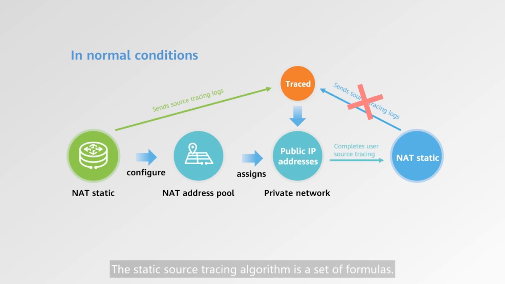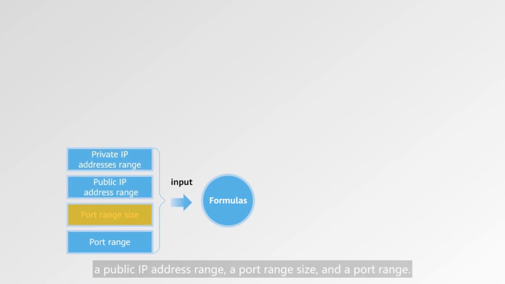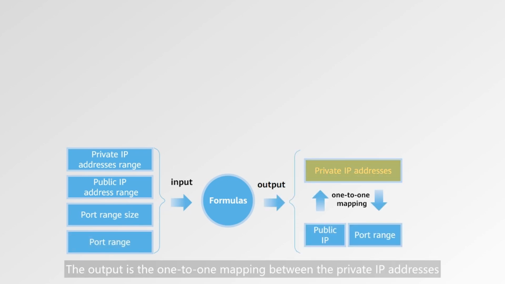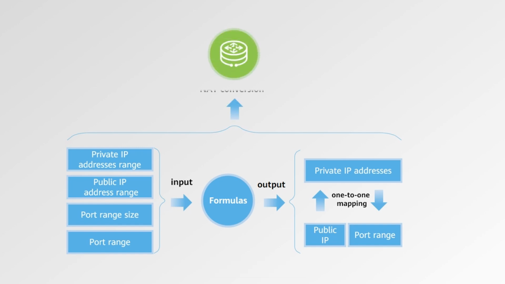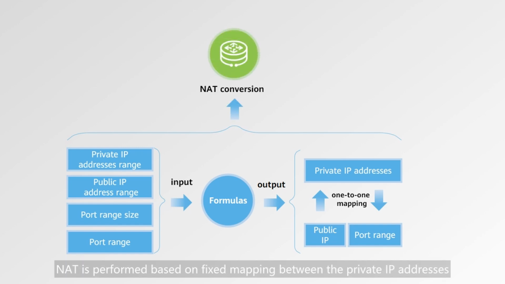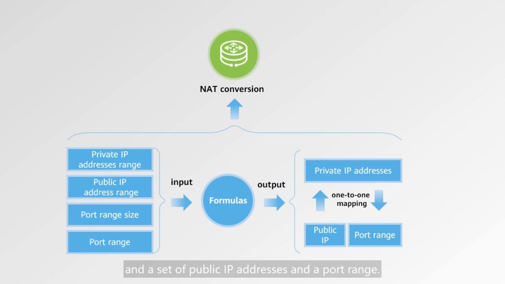The static source tracing algorithm contains a set of formulas. The input is a private network IP address range, a public IP address range, a port range size, and a port range. The output is the one-to-one mapping between the private IP addresses and a set of public IP addresses and a port range. With this algorithm, NIT is performed based on fixed mapping between the private IP addresses and a set of public IP addresses and a port range.